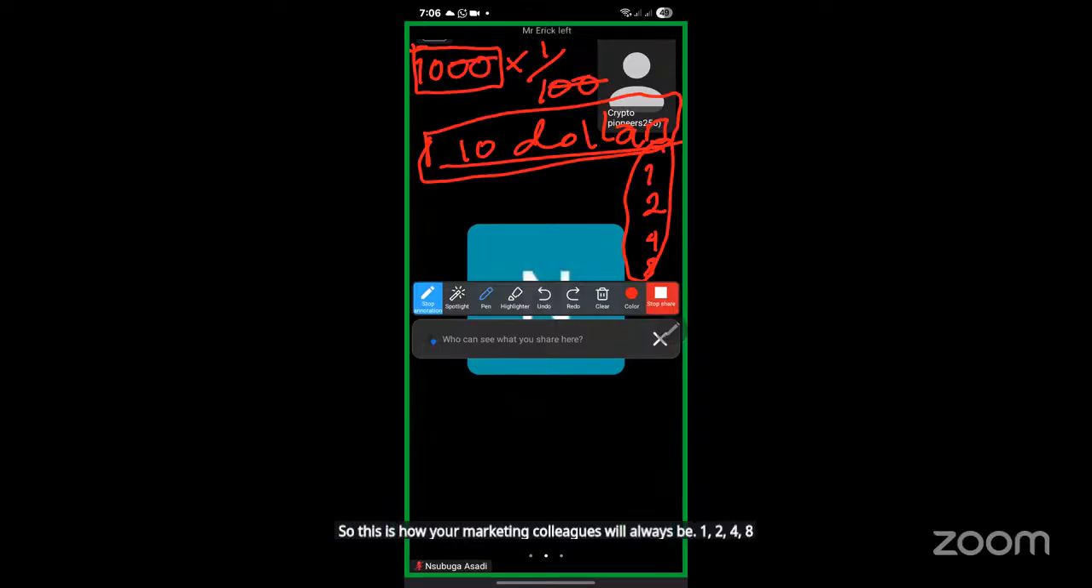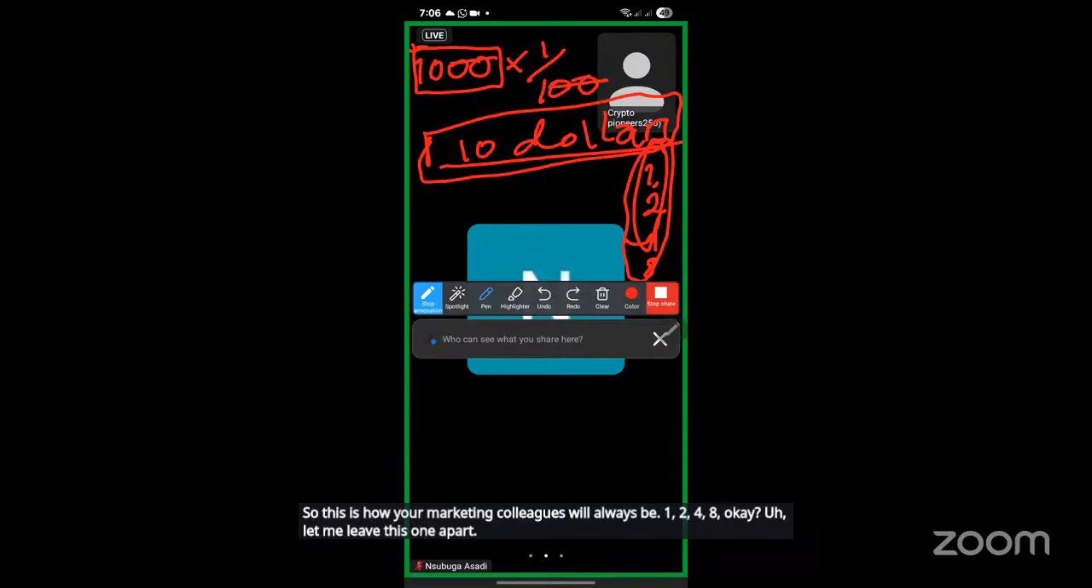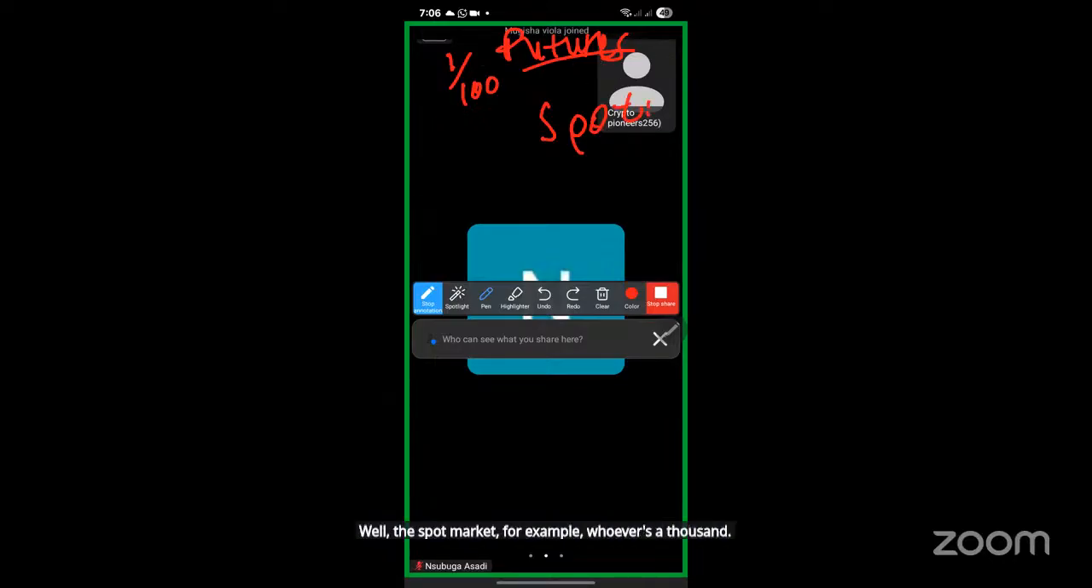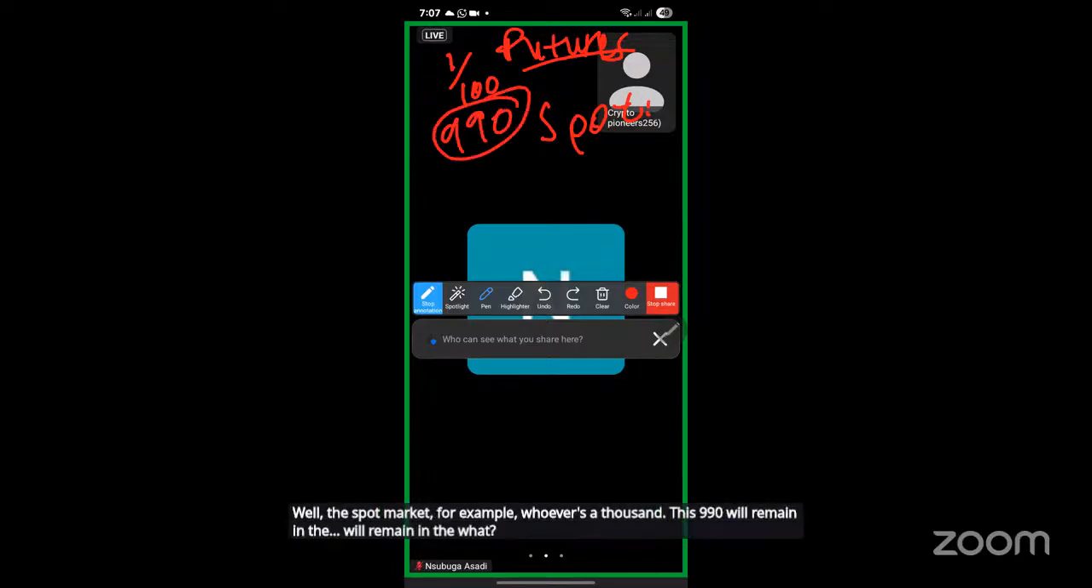Okay. Let me leave this one apart. I'll tackle this one maybe tomorrow, but let me go deep into the capital and risk management. Risk management, always we risk 1% of our capital when it comes to futures trading. Okay, futures trading within the spot market. Or the spot market, for example, if we have 1,000, this 990 will remain in the spot market.